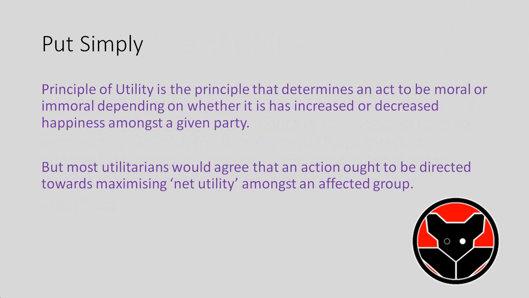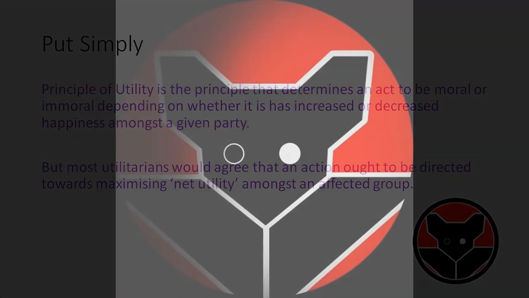So translating into modern English, Bentham is saying here that the principle of utility is a principle that determines an action to be moral or immoral, depending on whether it has increased or decreased happiness amongst a given affected party. There are certainly many different types of utilitarian, all differing on the interpretation of the principle of utility, but most utilitarians would agree that an action ought to be directed at maximising net utility amongst an effective group.